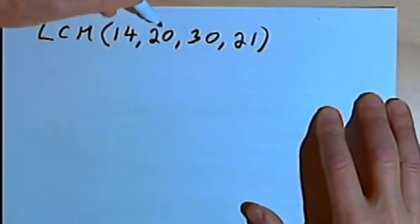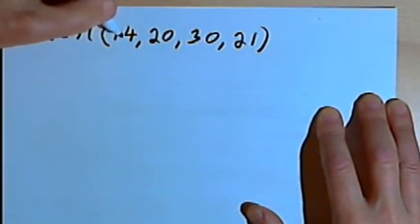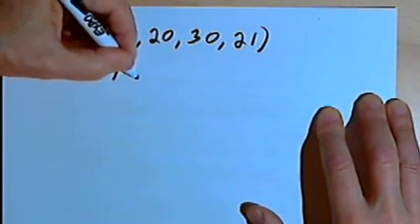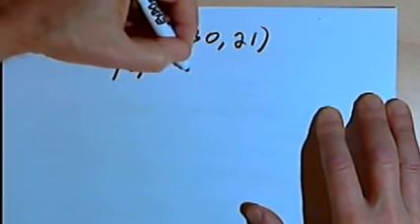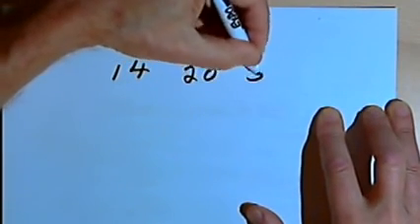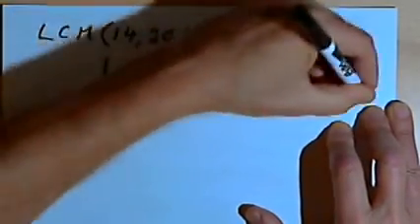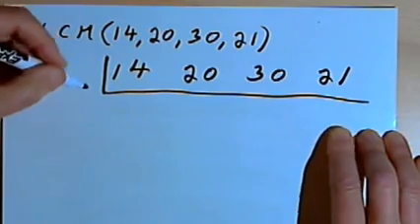You could do it for 2. You could do it for as many as you want. So I've got the least common multiple of 14, 20, 30, and 21. So I'll write those four numbers, 14, 20, 30, and 21. I'm just writing them left to right. I'll put a box around them.